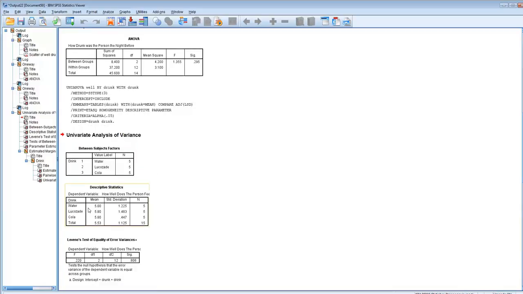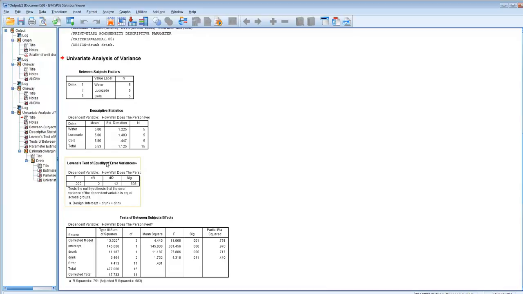The mean for how well a person felt for water is 5, for Lucozade is 5.8, and for cola is 5.8, so pretty much these are similar. There might be something going on here. This is an eyeball estimation. We can't really say anything about this.